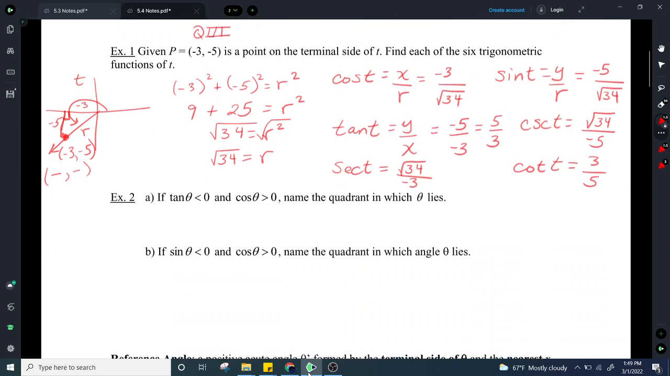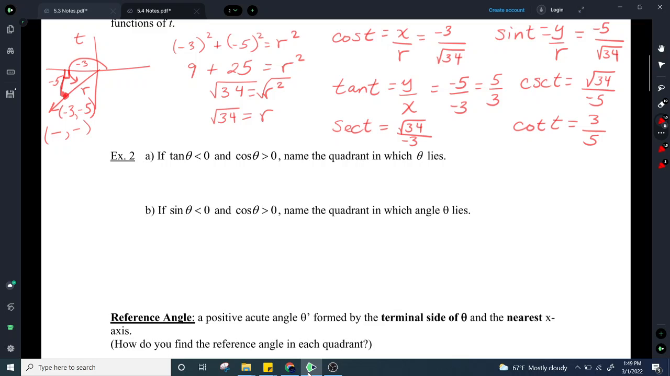All right, question 2. If tangent is negative and cosine is positive, what quadrant is theta in? So they're not even looking for a value. They just want you to think about the quadrants. And this is a really important skill as we go along, figuring out what quadrant you're working in.